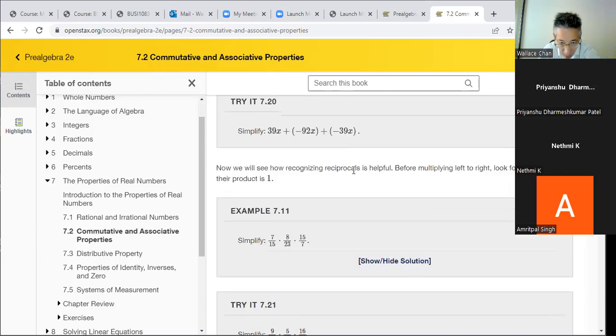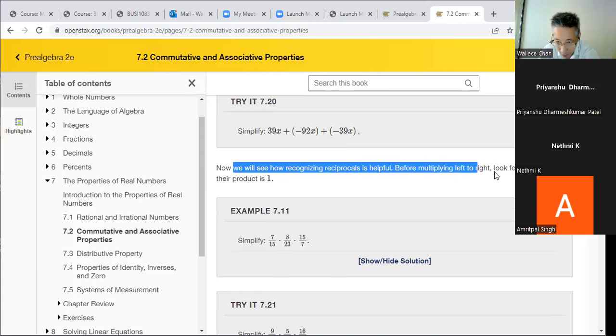You will see how recognizing reciprocals is useful. Before multiplying left to right, look for reciprocals, and their product is then 1. Yeah, exactly.